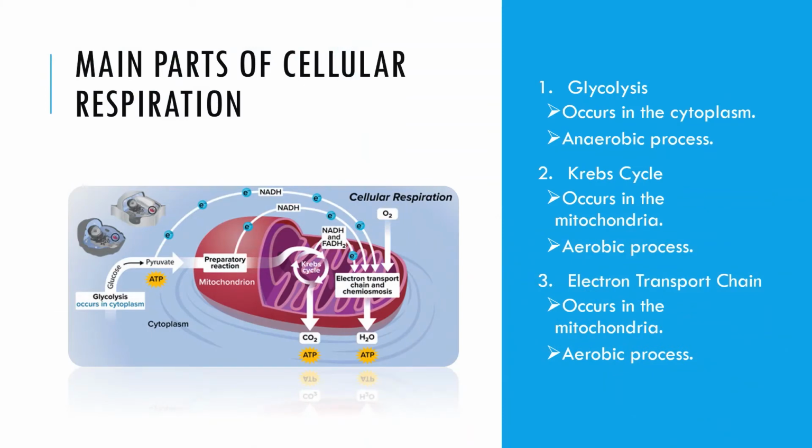Okay, so there are three main parts of cellular respiration. They are glycolysis, the Krebs cycle, and the electron transport chain. Glycolysis occurs in the cytoplasm and is an anaerobic process. Krebs and electron transport chain occur in the mitochondria, and they both are aerobic. Anaerobic means that the process does not use oxygen. Aerobic means that it does use oxygen.